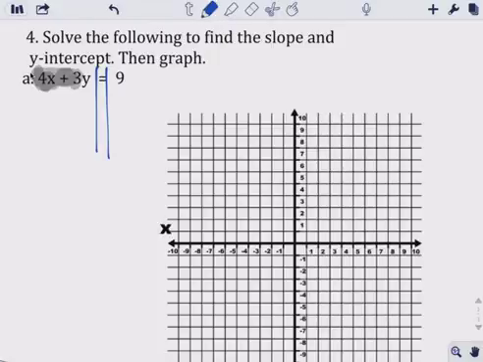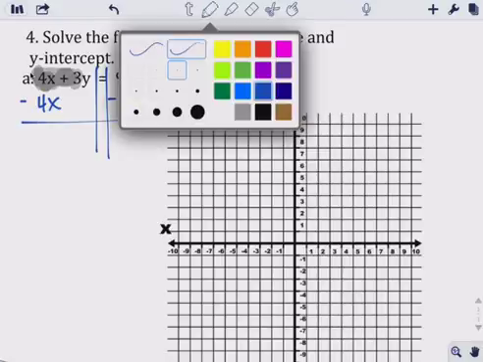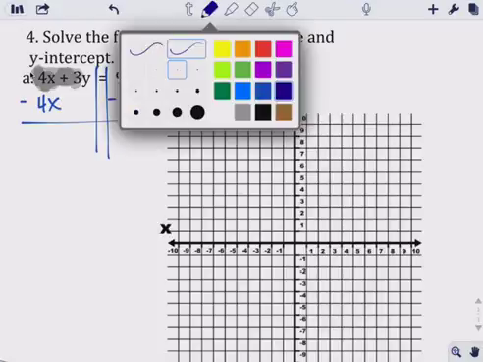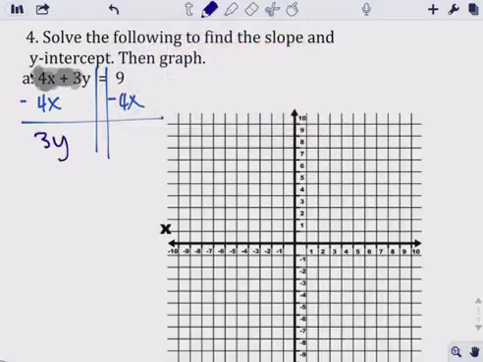So the first one to go away is the negative 4x. Minus 4x, minus 4x, because these are not alike. The 9 and the 4x are not alike. That leaves you 3y equals negative... you just rewrite this as you see it.